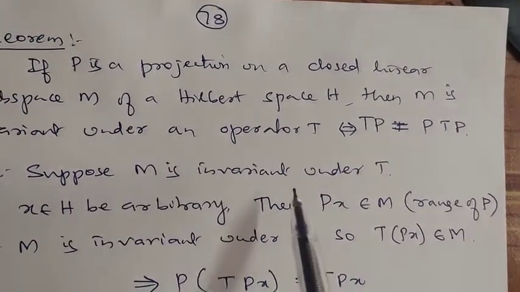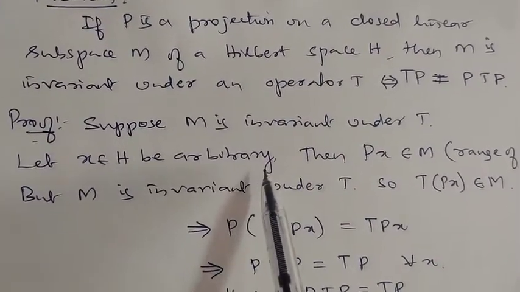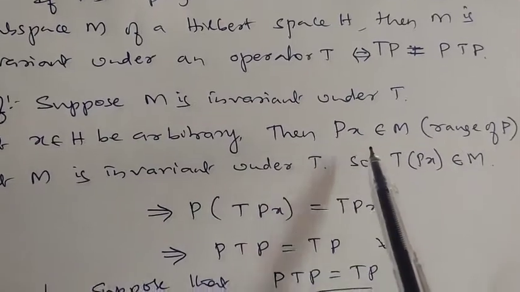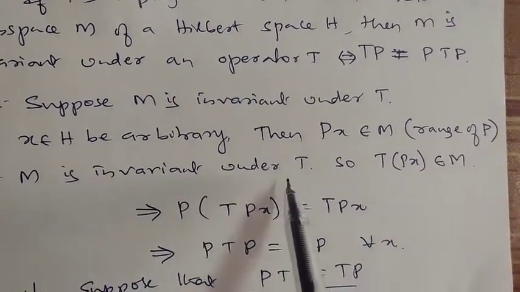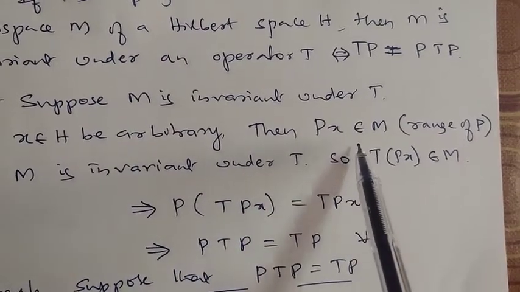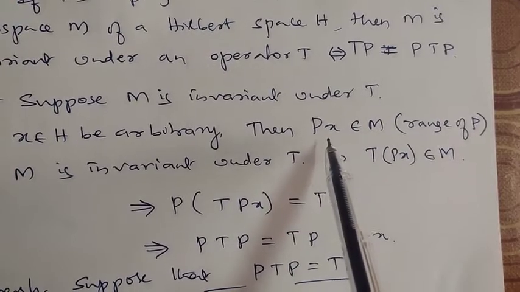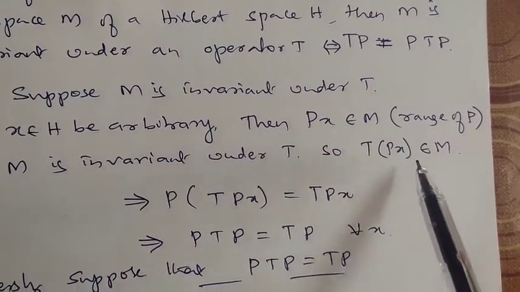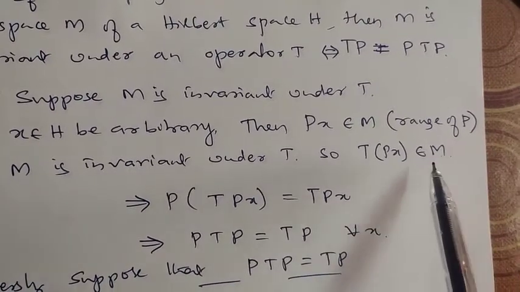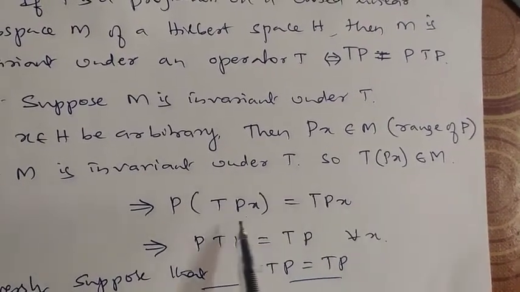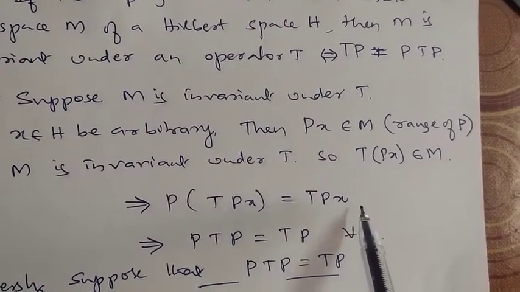First, suppose M is invariant under T. Now, let x belong to H be arbitrary. Then by definition P of x belongs to M, which is the range of P. But M is invariant under T means T of P of x also belongs to M, because T of M is contained in M and P of x is an element of M. Therefore T of P of x belongs to M. This implies, what will happen? P of TPx is equal to TPx.